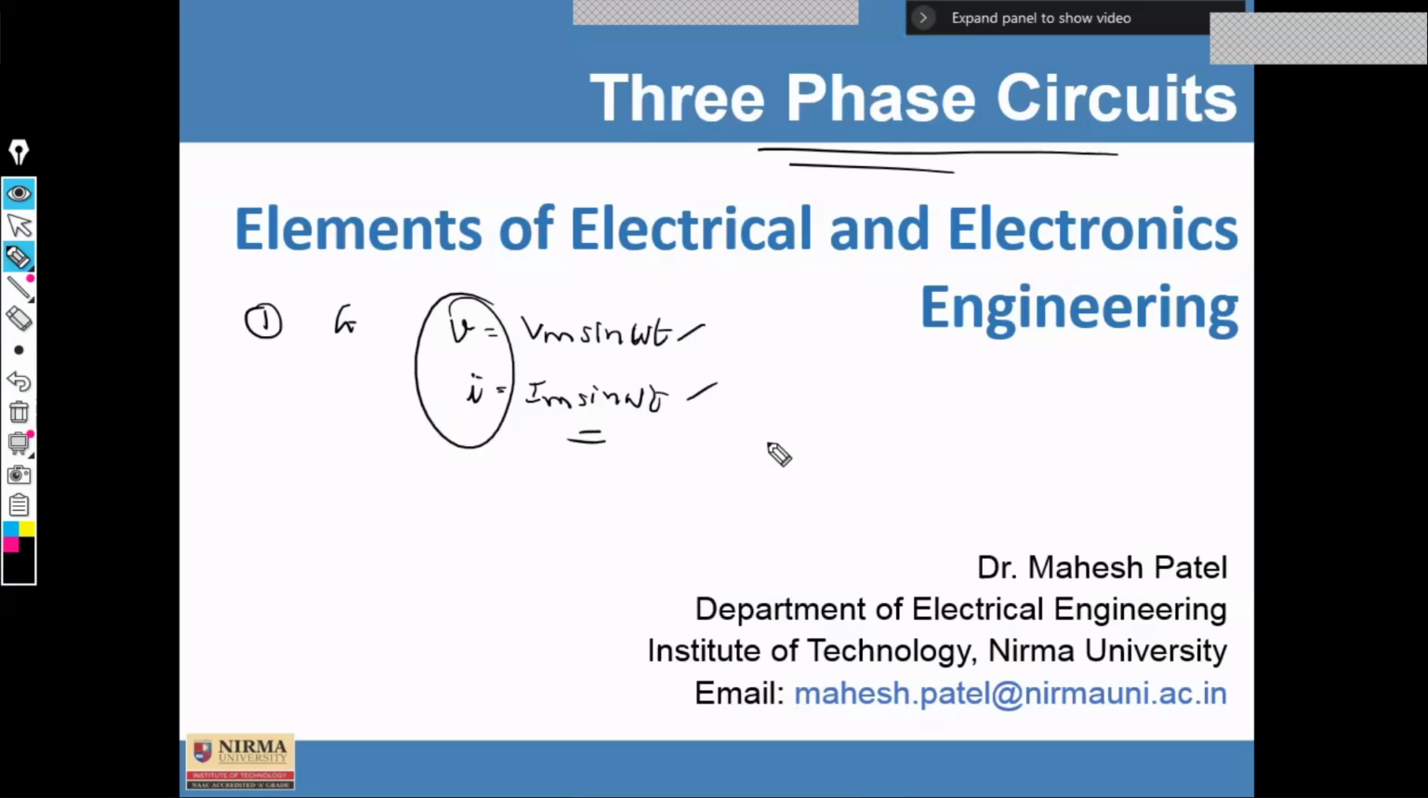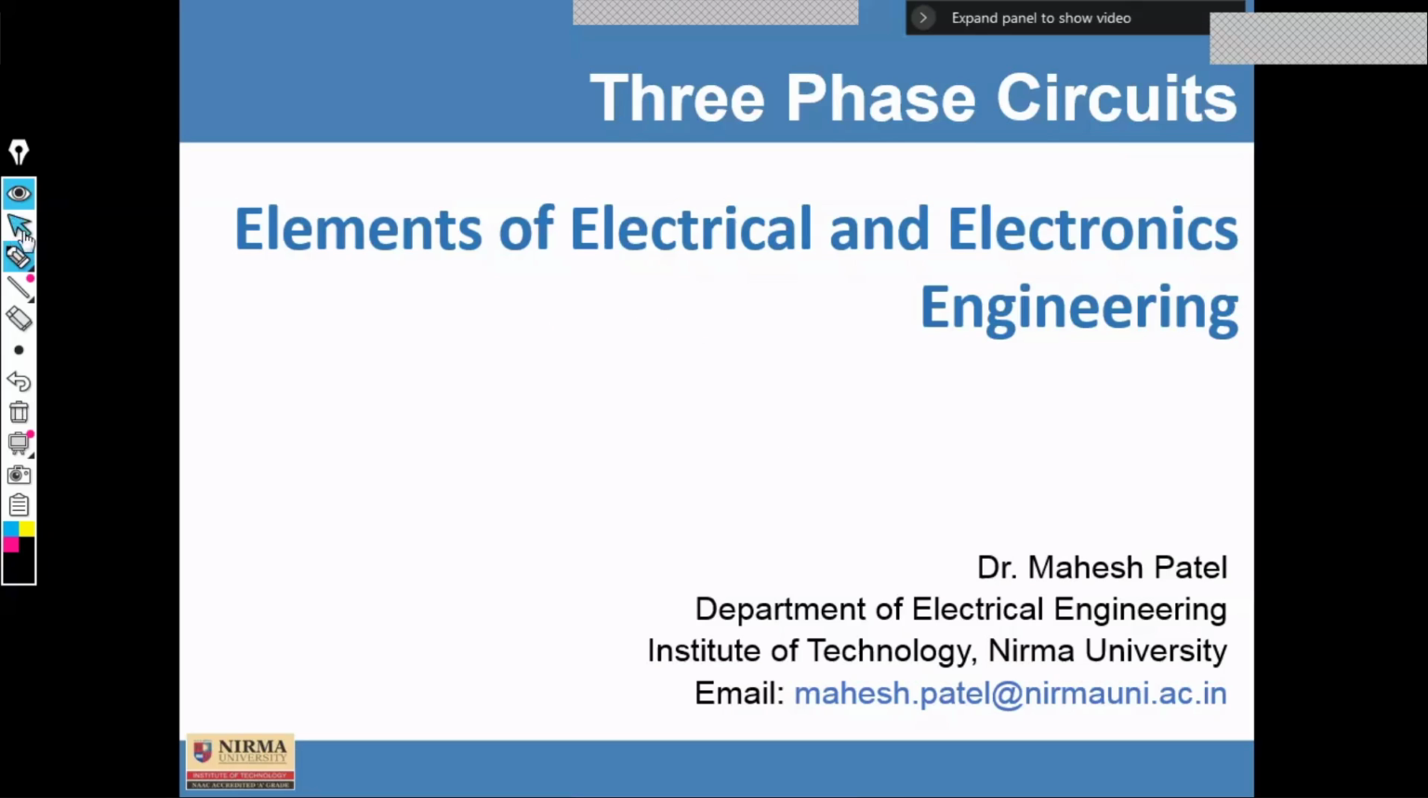Similar kind of equations we can derive for three phase circuits. So three phase itself says that there are three different equations of voltage and three different equations of current. Clear? So let's have a discussion about, first of all, what do you mean by three phase and what are the benefits of it.